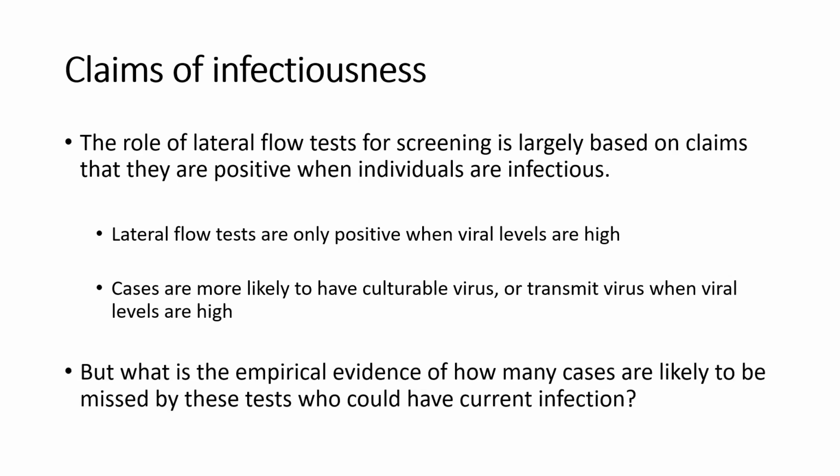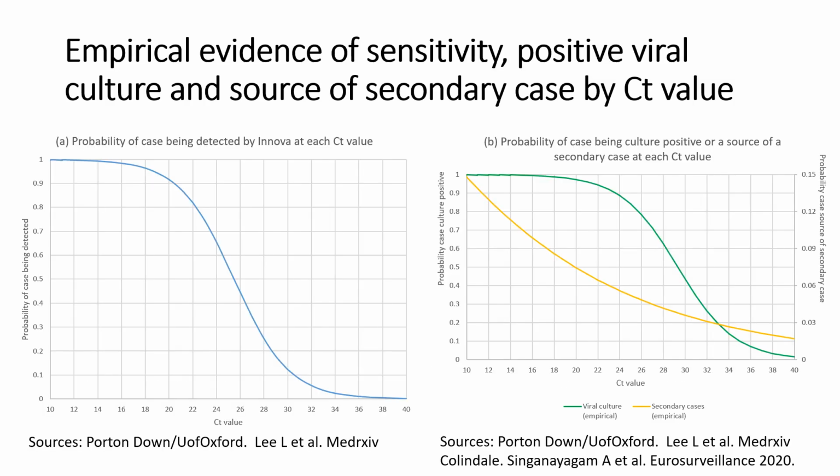So it's important to understand what the empirical evidence is as to how many cases we're going to miss who could have current infection if we start using lateral flow tests. Well, we have started using lateral flow tests. It's a real question. And how do we go about doing this? Well, I've been looking at this with a team from Imperial and hopefully we'll publish some of this material shortly.